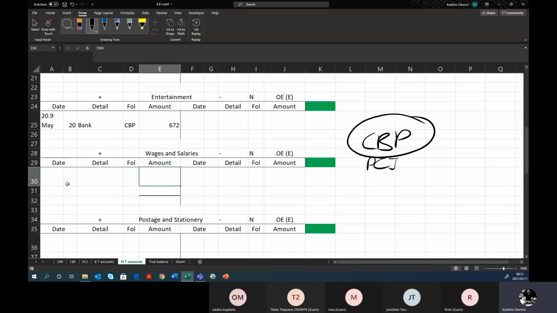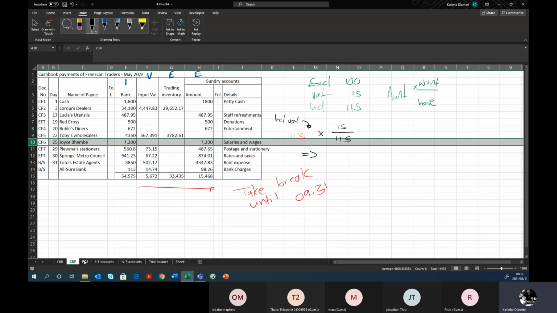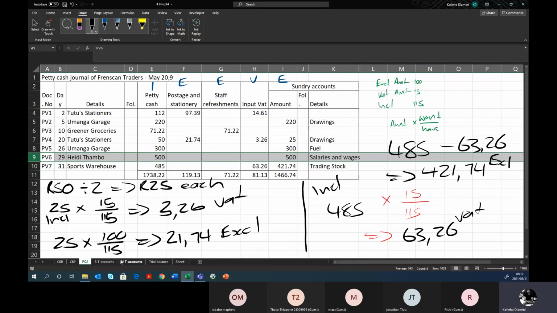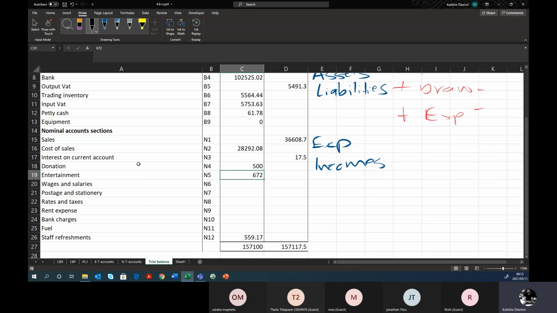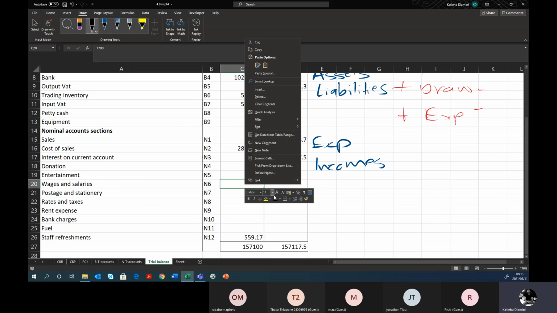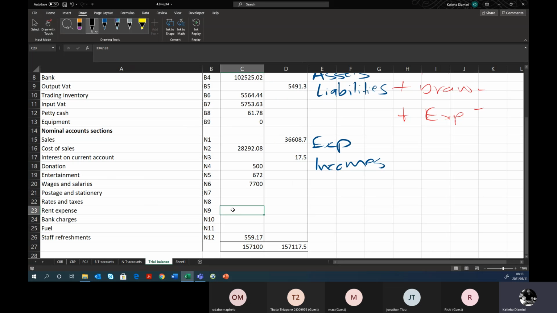Let's go to my T account now. There you have it. From bank on the 25th, CBP, 7,200. And then on the 29th, salaries and wages, PCJ, 500 Rand. So your full wages and salaries account is 7,700 Rand. That's how much it's worth, and I'm going to input that amount in the trial balance. So now my trial balance for that one is complete.